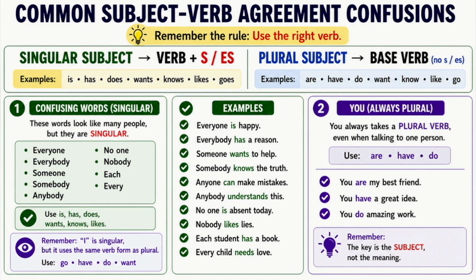There is a specific group of indefinite pronouns that sound like they refer to multiple people, but grammatically, they are strictly singular. These words are everyone, everybody, someone, somebody, anybody, no one, nobody, each, and every. Because these words are singular, they must always be paired with singular helper verbs or verbs with an s ending, such as is, has, does, wants, knows, and likes. Look at these exact examples of correct usage.